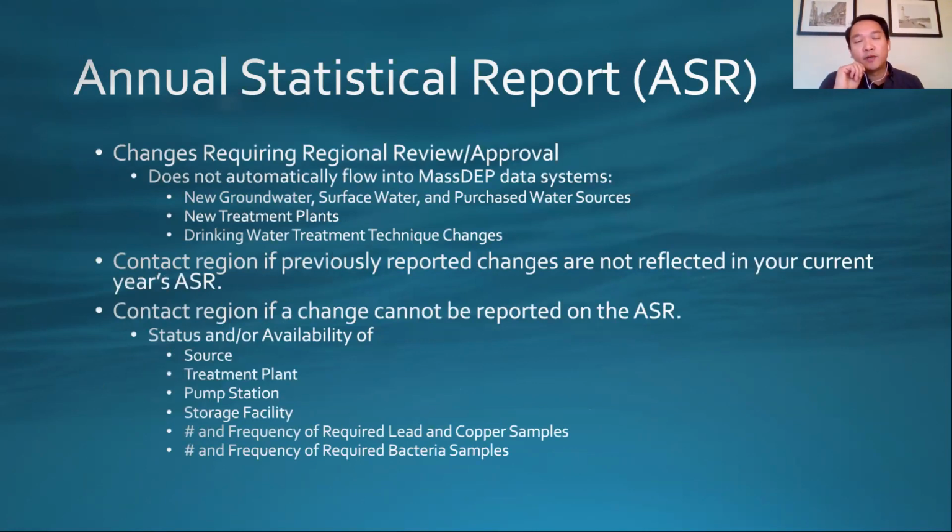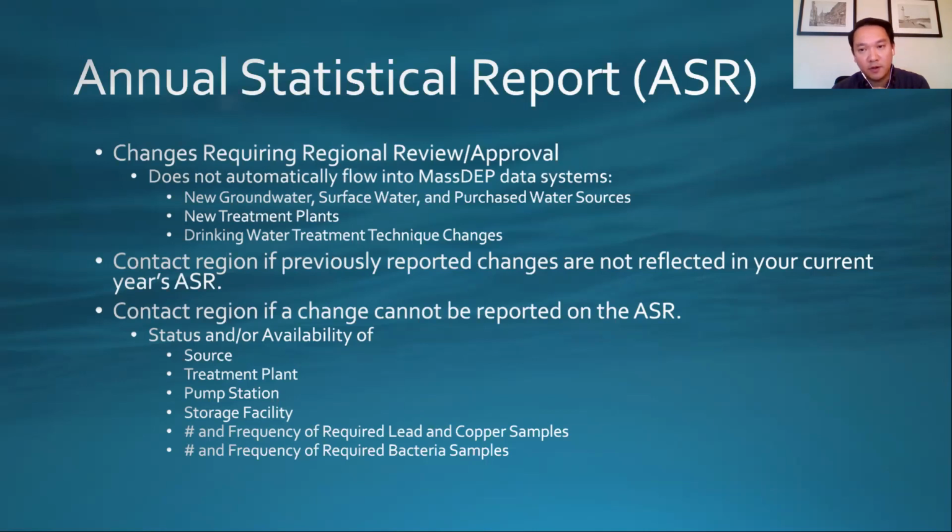So some of the data that you report on the ASR, for the most part, just flows into our data systems. But some of the data, we can't allow to flow into our data systems without some sort of review process. And those include if you were to report a new groundwater, surface water, or purchased water source, if you were to report a new treatment plant, or any sort of treatment technique changes. Those all require regional approval. And so I think in the past, there have been instances where water systems report the same changes every single year, and those changes aren't being reflected on the next year's ASR. That's a common complaint.